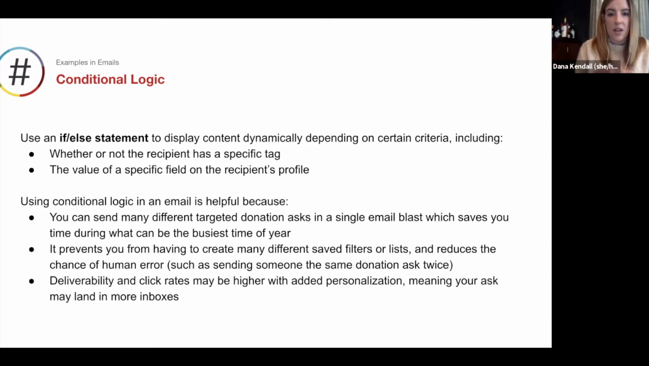So does this person have this tag? If so, show them this content. If someone doesn't have the tag, they see something else. The same can be said for different elements of someone's profile. So if someone's a member, they see this content versus someone who's not. If someone's a donor, they see this content versus somebody who's not. So this is very customizable.